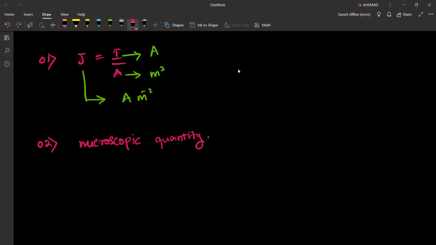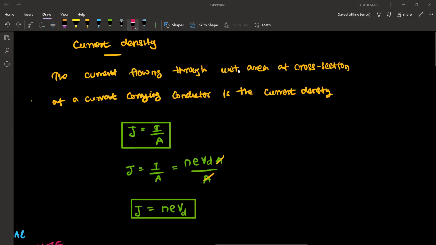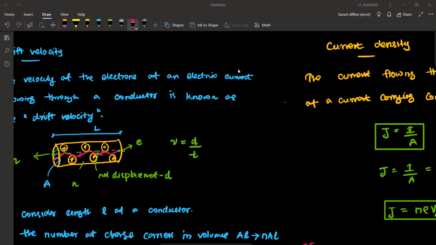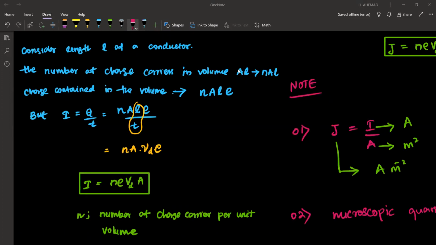But what about current? Is current a microscopic quantity? No, because we have area. Area is a macroscopic property. You can measure it. So current is also measurable.